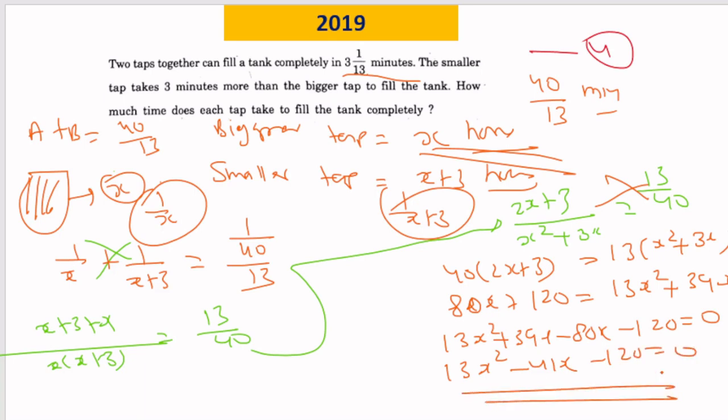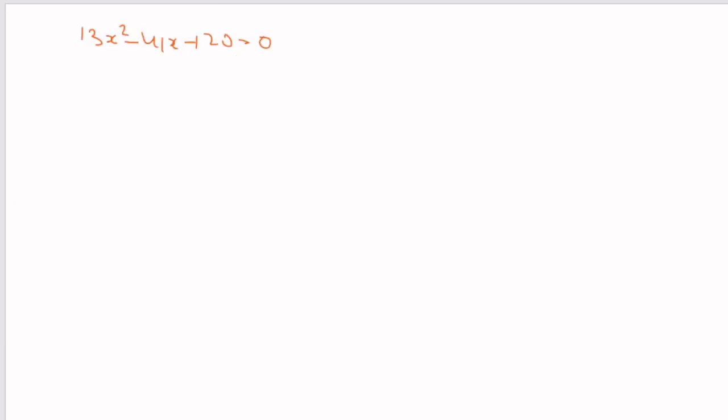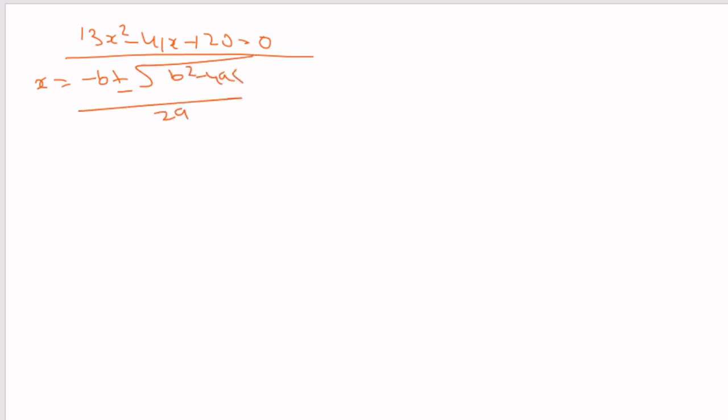Okay, now we have to find the factors. We have to find the factor of 13x square minus 41x minus 120. Now using the factorization method will be difficult here, given the kind of numbers we have, but if it is easy for you, you can go for it, or else simply you can use the formula. Which formula? x equals minus b plus minus square root of b square minus 4ac, upon 2a. This is the simplest way you can do it.